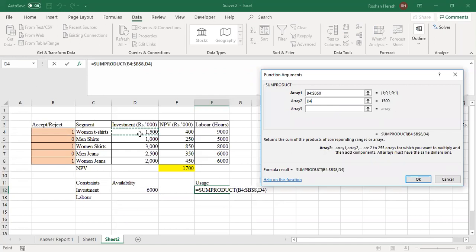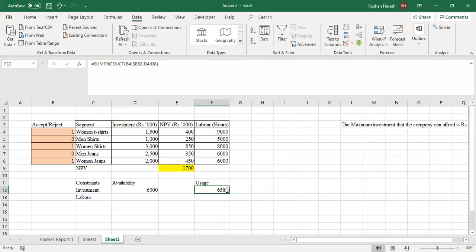And if you take this investment, you can see that the investment that comes as to the projects you are accepting comes as 6,500. You accept in the first one 1,500, third one 3,000, 4,500. Yes, it is 6,500. That is perfectly fine.